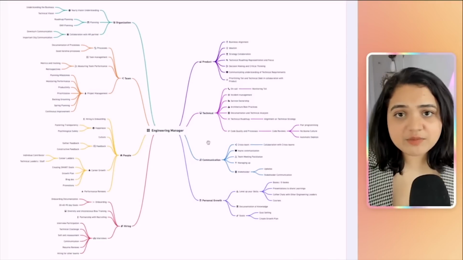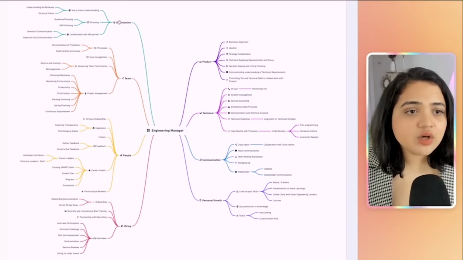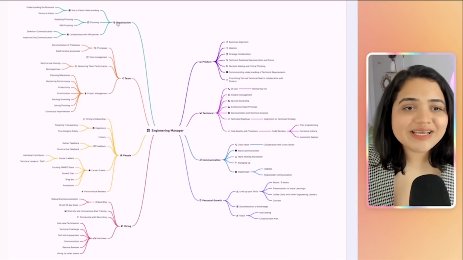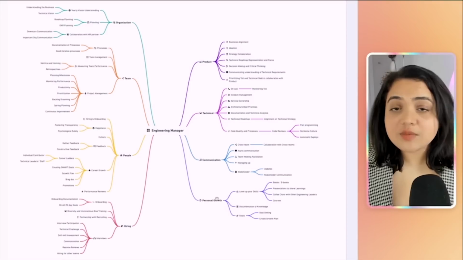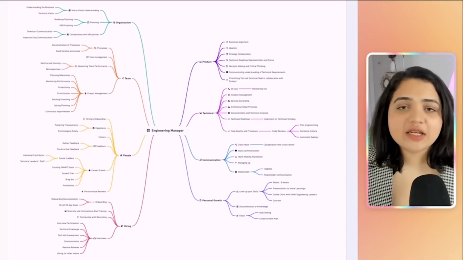This specific engineering manager roadmap is divided into a few different pillars. One is organization, team, people, hiring, product, technical, communication, and personal growth. So let's take a look at each one by one.